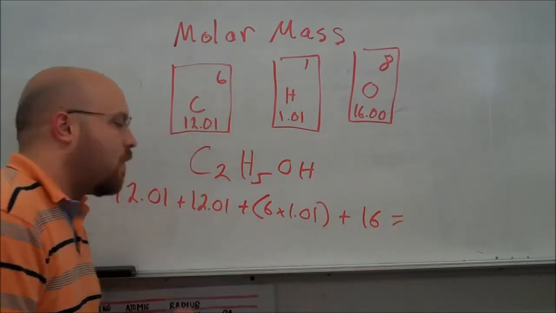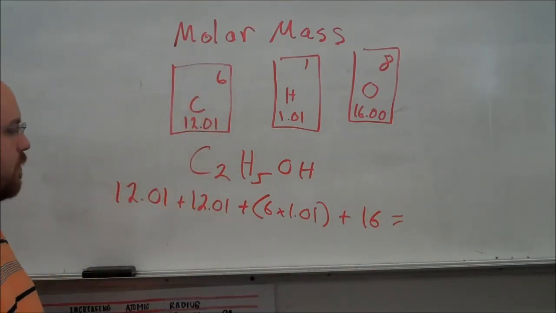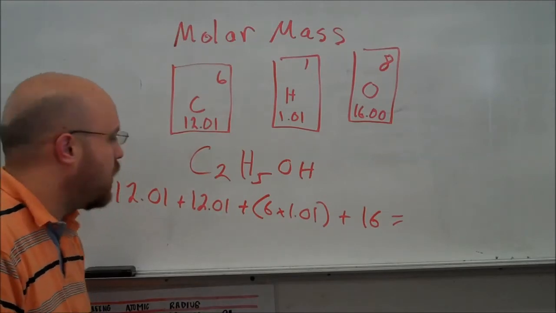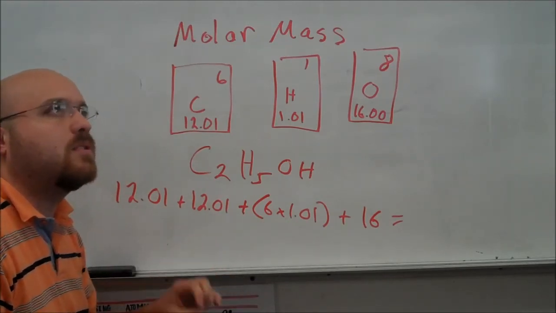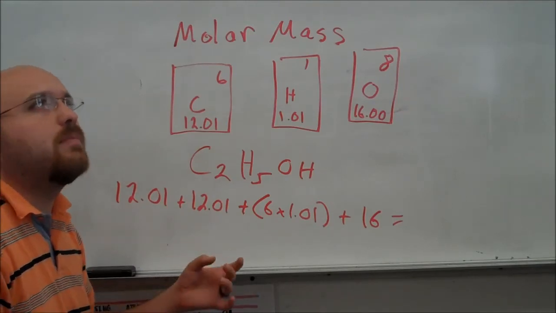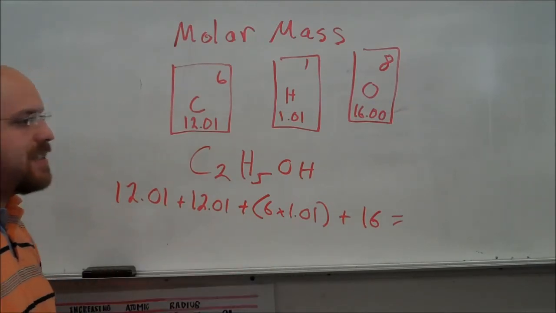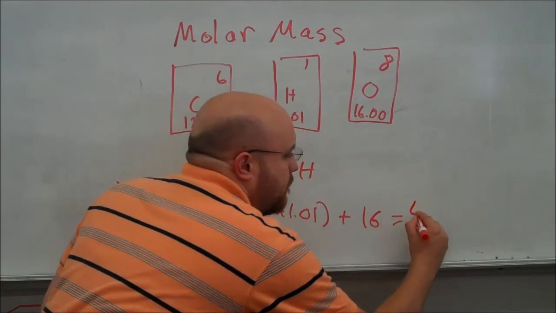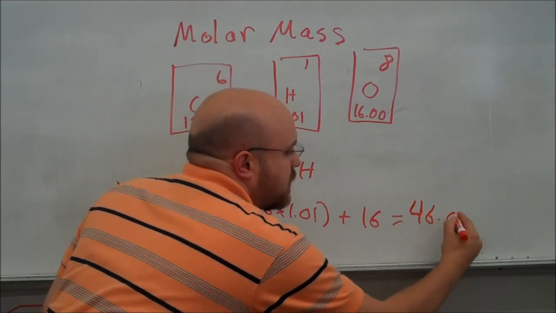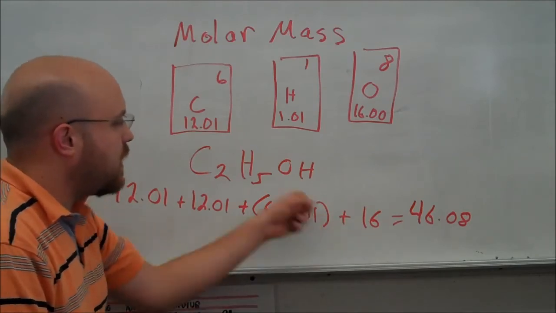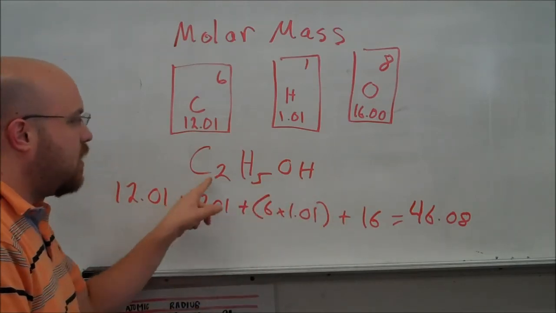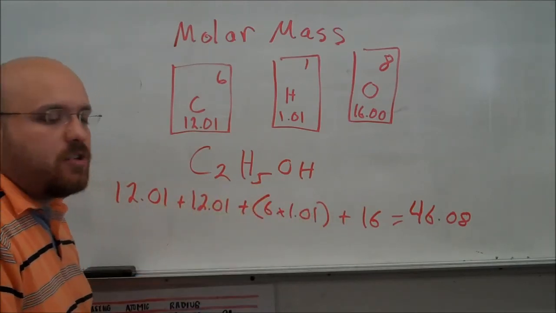Okay? When we add that all up, we get 12.01 plus 12.01 is 24.02. Plus 6.06, 24.02 is 30.08. Plus 16 gives me 46.08. Okay? And that's what the molar mass of this compound would be. All I did was add up all the individual parts.